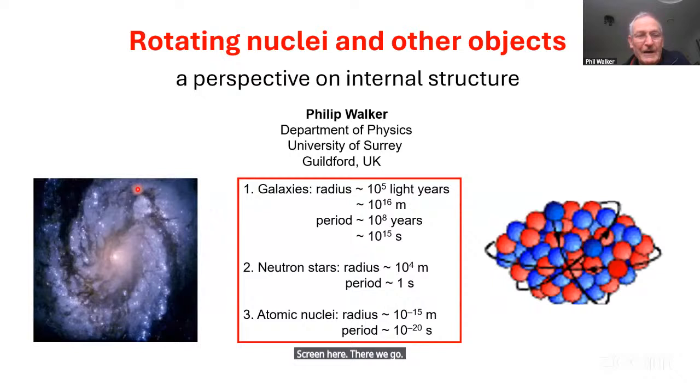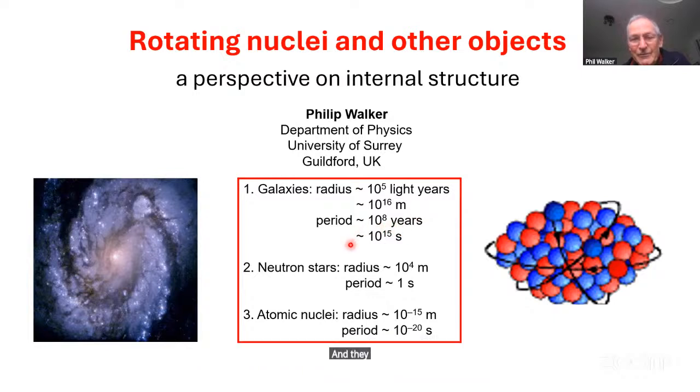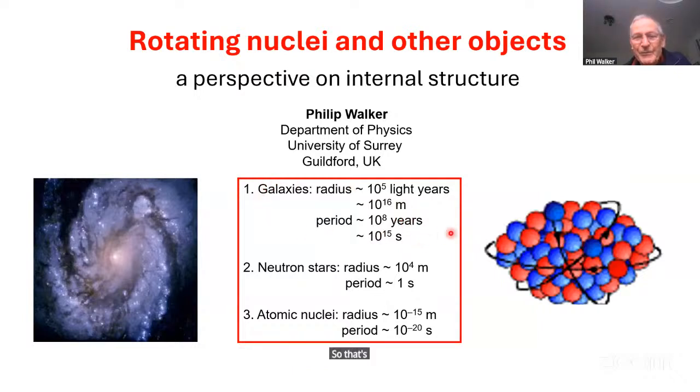So on the left, you can see the picture of a galaxy. Galaxies are something like 10 to the 16 meters across, and they rotate roughly once every 10 to the 15 seconds. So these are such large numbers, they're rather difficult to imagine. So that's one extreme of rotation that I will look at briefly.